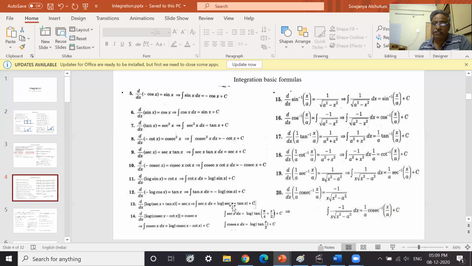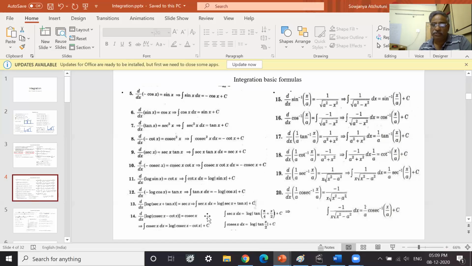So if I differentiate, what I get is 1 by secant x plus tan x. On top we will get the differentiation of secant x, which is secant x tan x, and the differentiation of tan x, which is secant square x. So out of it secant x will come out, so numerator and denominator cancel. Secant x is left out. So integral secant x dx.